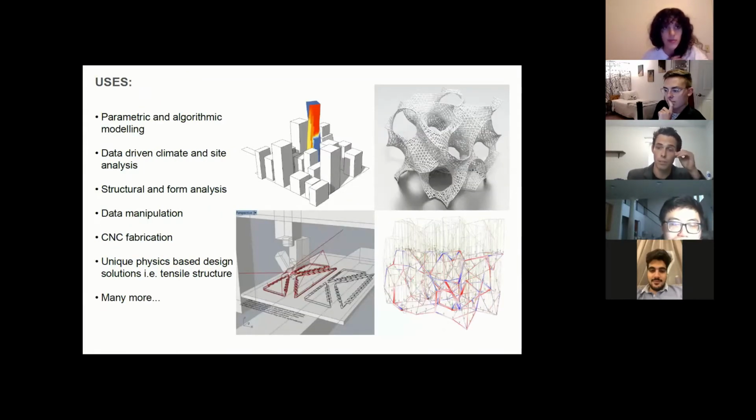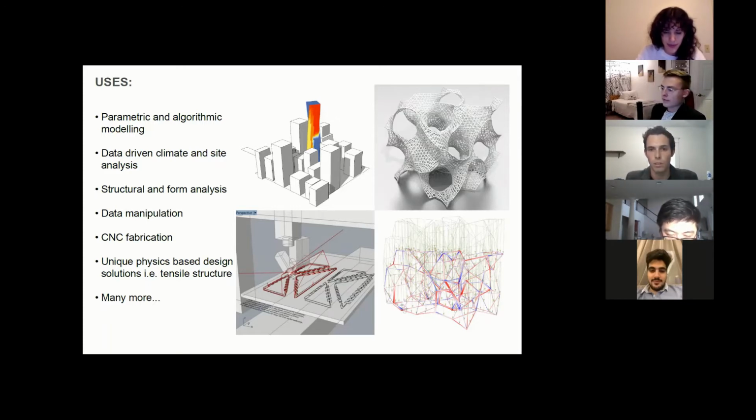There are many different uses, and we could spend all day today talking about all of them. But some of the big ones that you'll see used in practice frequently are parametric and algorithmic modeling, of course, data-driven climate and site analysis, structural and form analysis, data manipulation, CNC fabrication, and unique physics-based design solutions, such as tensile structures. And again, there are so many more examples of how you can use and apply Grasshopper, but this is just a short list of some of the big ones that you'll see frequently.